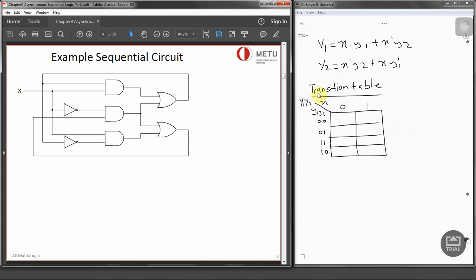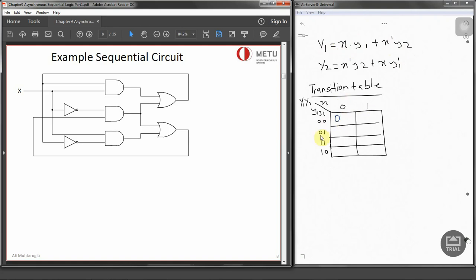So if we start with the first equation, let's write down the y1 values when x is 0. When x is 0, y1 is going to be 0, and that's going to be 1 dot y2. So y2 is 0, that means that's going to be 0, so this is 0.